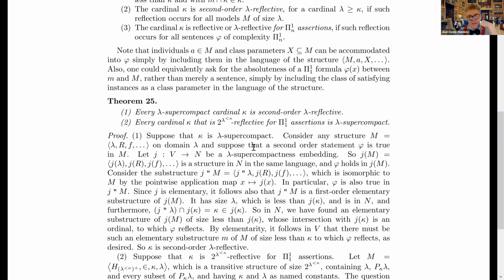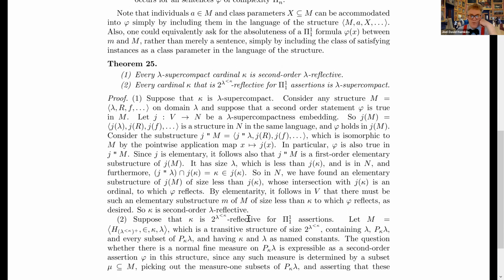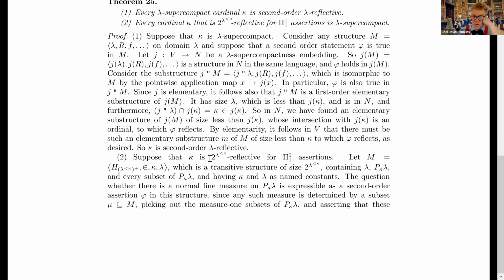And then the super interesting part is that we get the other direction, actually. If we have 2 to the lambda less than kappa reflection, just even for pi11 is enough, then kappa must be lambda supercompact. This theorem is related to the Magidor characterization of supercompact. It's sort of a refinement of Magidor's characterization of supercompact is how I think about it. So if you have a reflective cardinal at the level of 2 to the lambda less than kappa, then look at H lambda plus. Let me just assume lambda equals lambda less than kappa.